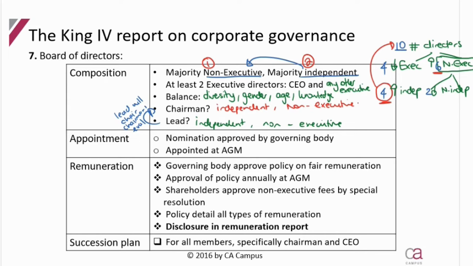Okay, so that's why they have to have an independent, non-executive lead director who is appointed up front, because there's going to be a requirement that he will need to perform even if the chairman is independent, non-executive all the time.